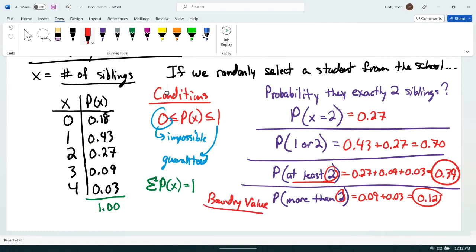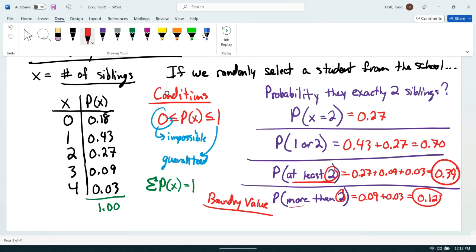Boundary value separates the values that we want from the ones we don't want. We talked about this a little bit in Unit 4 when we were looking at representing numbers on the number line. The difference between x equals 4, x is less than 4, or x is less than or equal to 4. The boundary value of 4 is either included or not included, so we had that closed dot or that open dot. Same is true here.